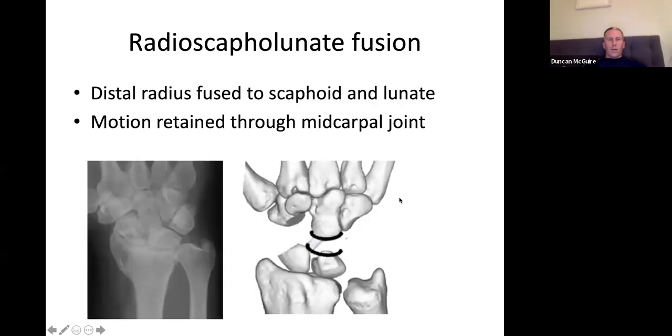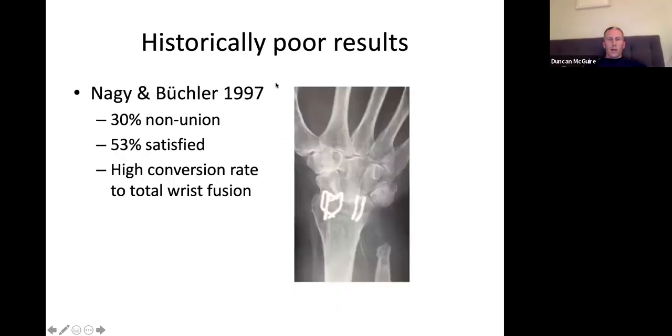So the radioscapholunate fusion, the distal radius is fused to the scaphoid and the lunate, and the motion is retained through the midcarpal joint. So you see here, I've removed the triquetrum and the distal scaphoid. And the reason we do that is because this used to be done quite a lot in the past, but old papers showed very poor results. This 1997 paper had 30% non-union. Only half the patients were satisfied, and there was a high conversion rate to total wrist fusion.